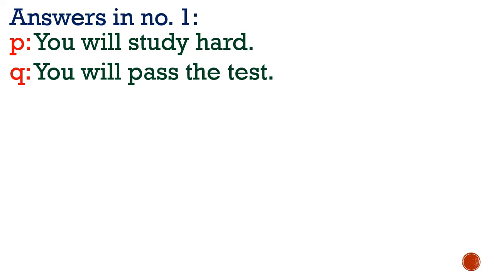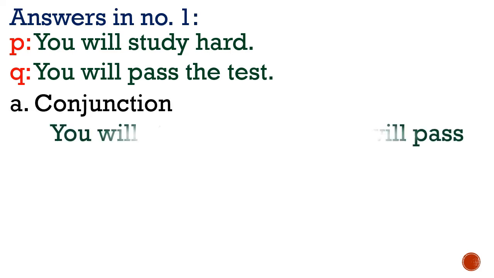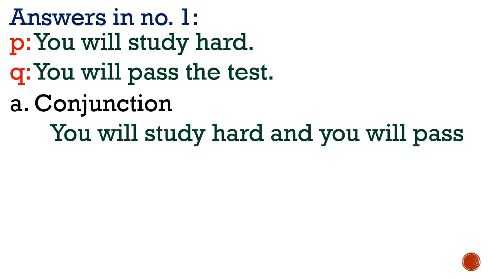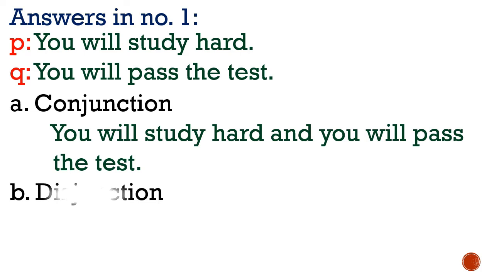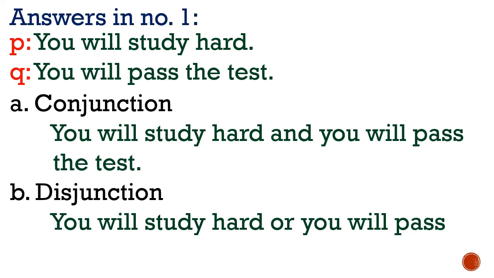Okay, time's up. I guess you're done now. So let us check your answers. For number one, here are our antecedent and consequent. P, you will study hard. Q, you will pass the test. For conjunction, you will study hard and you will pass the test. Very good. For disjunction, or, you will study hard or you will pass the test. Did you get the correct answer? Very good.